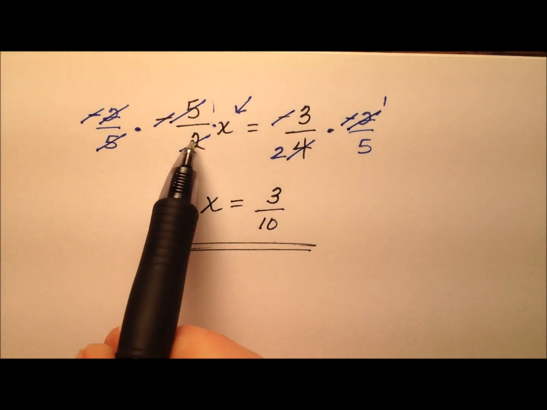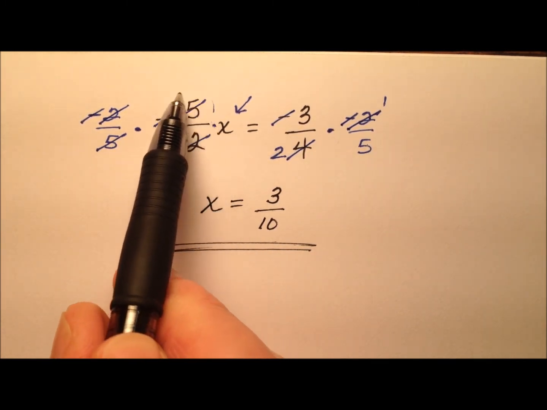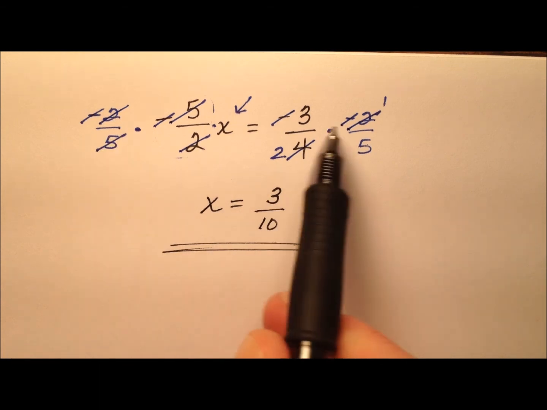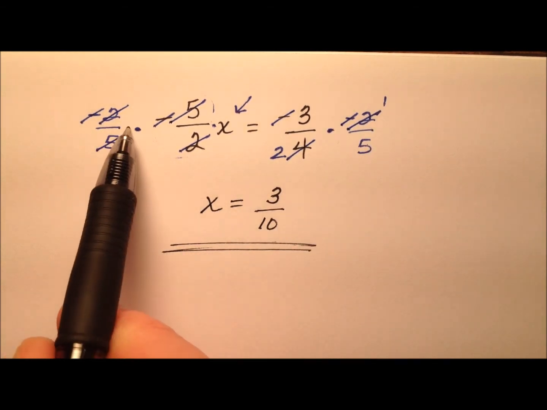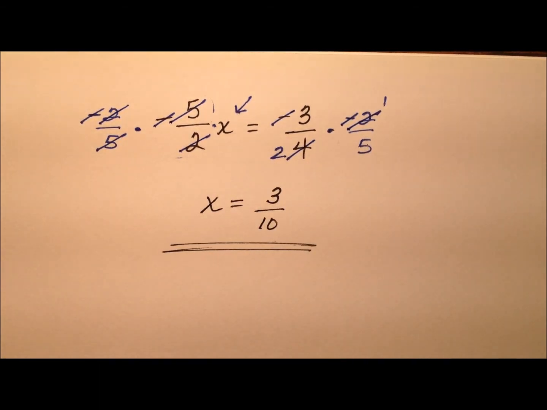And this was made possible because the division by this fraction really was multiplication by the reciprocal, and we use the multiplication property of equality to get that done.